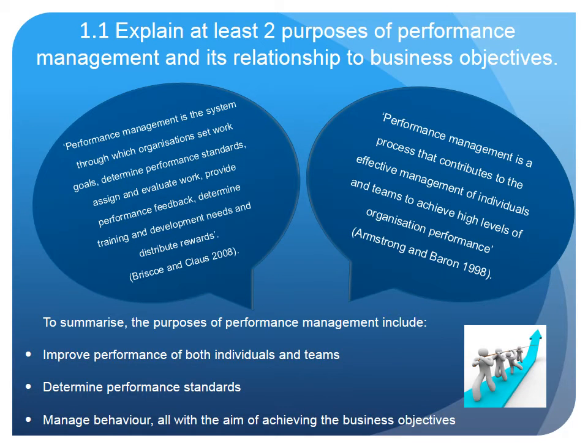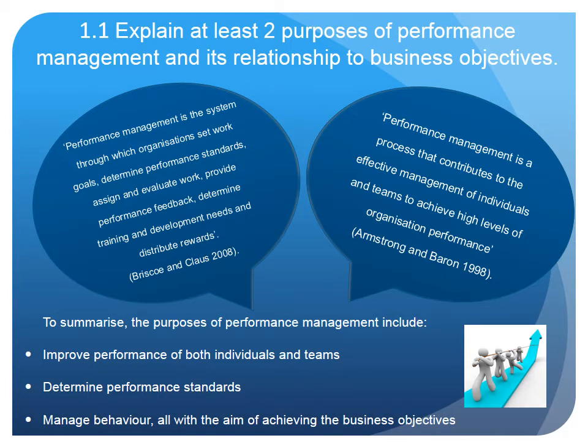For Assessment Criteria 1.1, you're asked to explain at least 2 purposes of performance management and its relationship to business objectives. Here are 2 quotes that provide some purposes. So performance management is the system through which organisations set work goals, determine performance standards, assign and evaluate work, provide performance feedback, determine training and development needs, and distribute rewards.